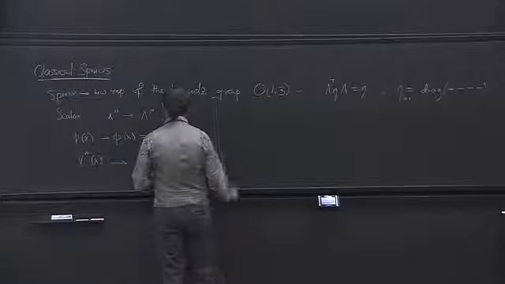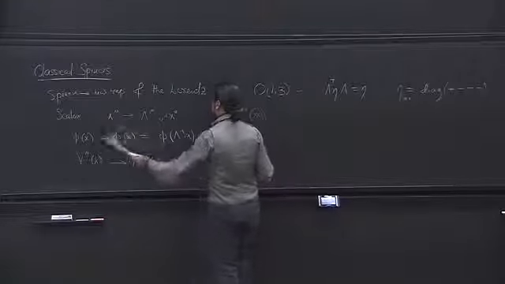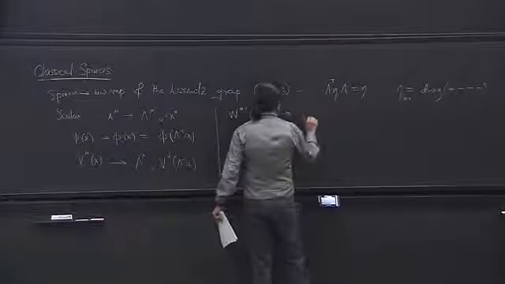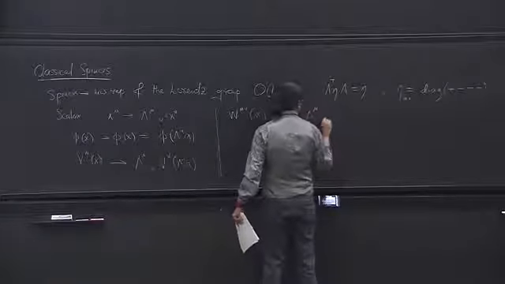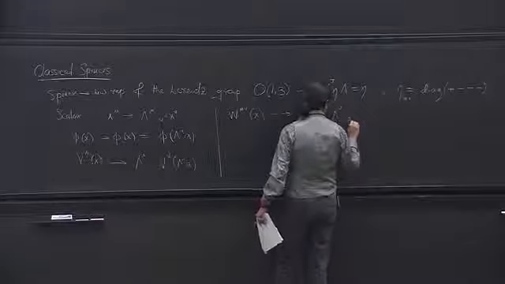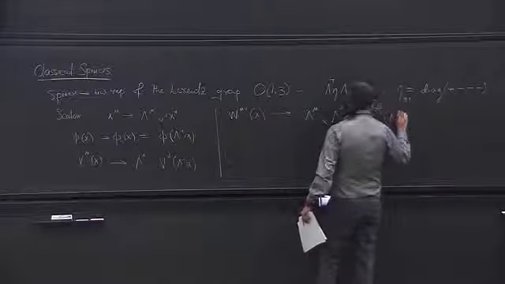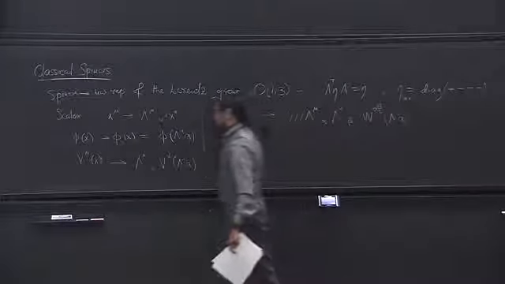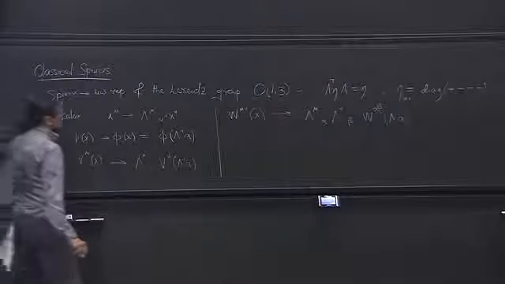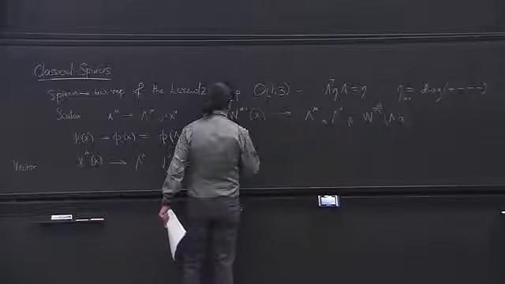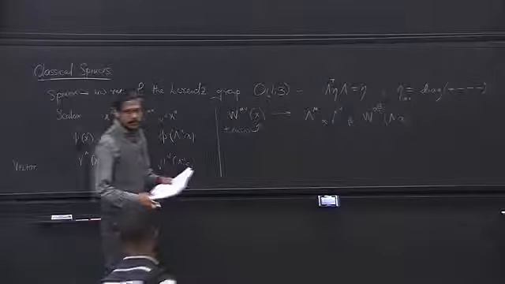So for example, we can take a rank 2 tensor field. And under the Lorentz transformation, this will go to... So this is a vector field, which is a special case of a tensor field. And this is a rank 2 tensor. Okay?